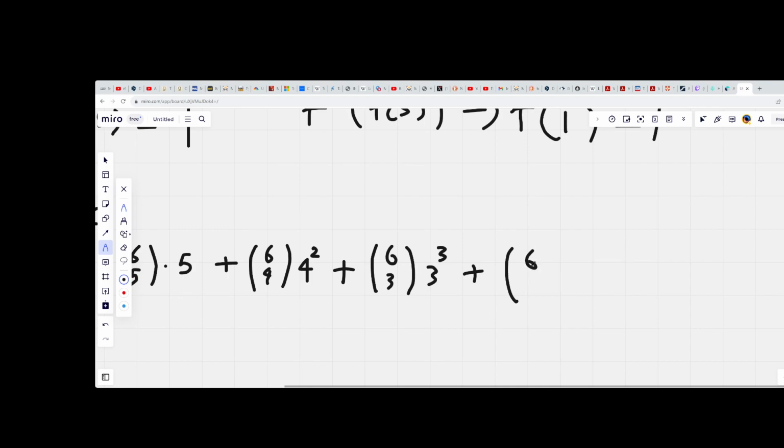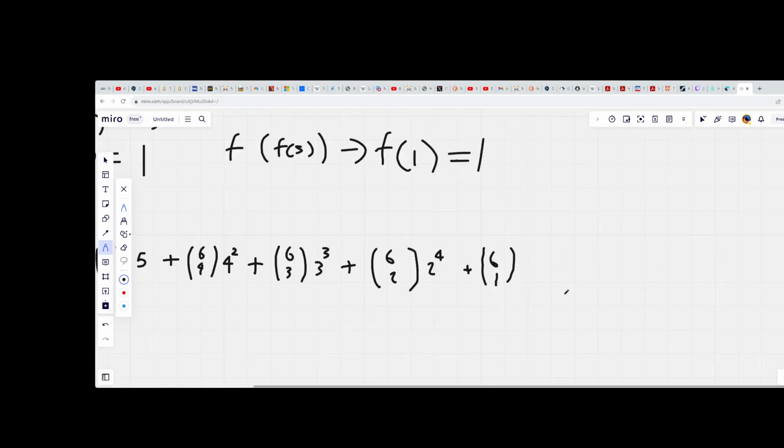6 choose 2 times 2 to the 4 plus 6 choose 1. Now the reason why there's no exponential after 6 choose 1 is because it's 1 to the 5, right? Doesn't really mean much. They all only have one option they could go to. So you don't need to write the exponential, right? 1 to the 5 is just 1.